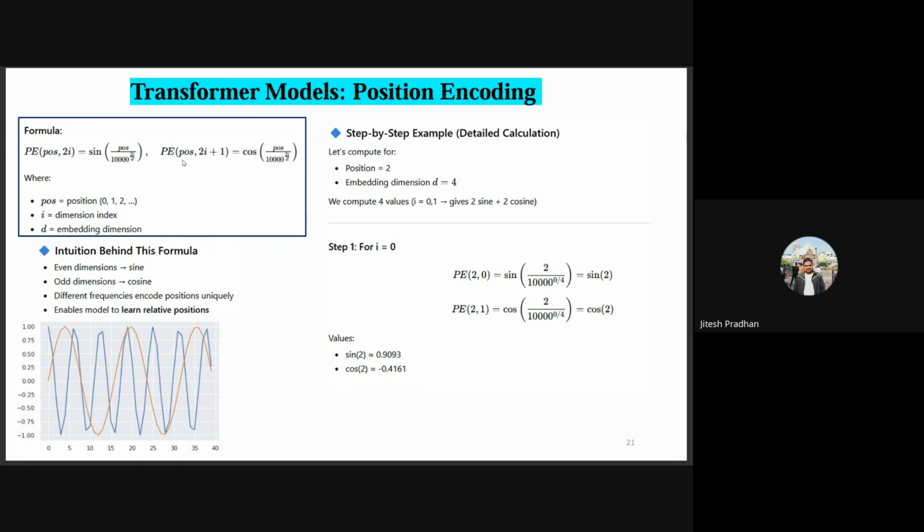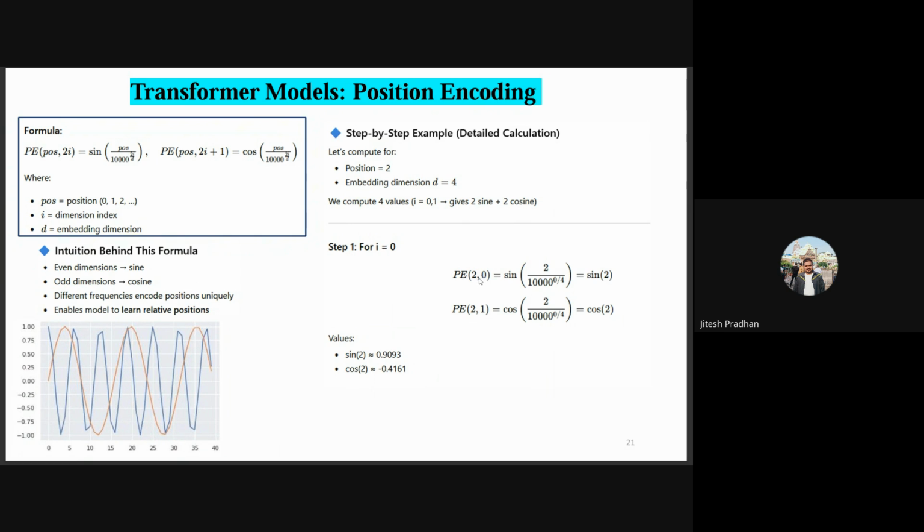So (2, 2), (2, 2) into 1 plus 1, (2, 3). So in total we are getting 4 values, and those 4 values basically give you the position encoding for the second position. Now how? Let's say for i equals 0, we have to calculate. So it becomes (2, 0) and (2, 1).